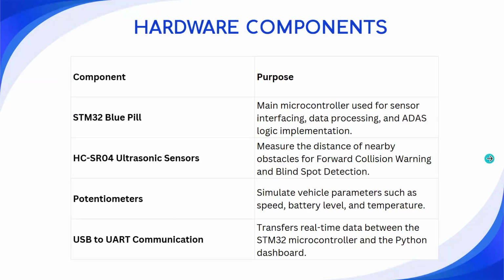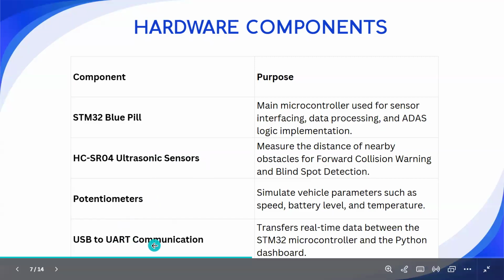The hardware components we have used here are the STM32 Blue Pill board for processing the information, which is the heart of the project, and the ultrasonic sensors, which range from 2 centimeters to 400 centimeters, used in ADAS features, and the potentiometer, which acts as a real-world sensor to find the current sensor values like temperature, motor torque, speed, and finally UART for communication between the controller and the dashboard.